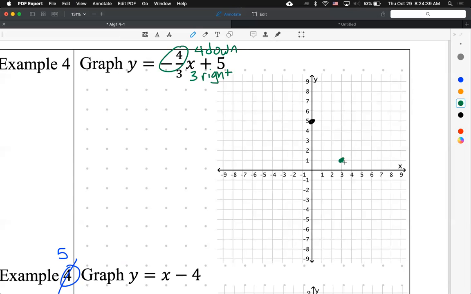Let's go 4 down again. 1, 2, 3, 4. 3 to the right. 1, 2, 3. 4 down. 1, 2, 3, 4. 3 to the right. And then you can do the reverse of this as well. You can go up 4 and then 3 left to have as many points as possible. And then you make a line through those points.